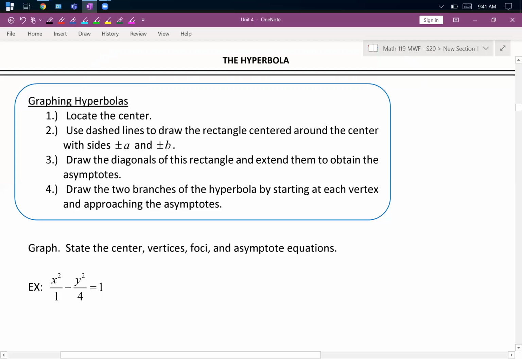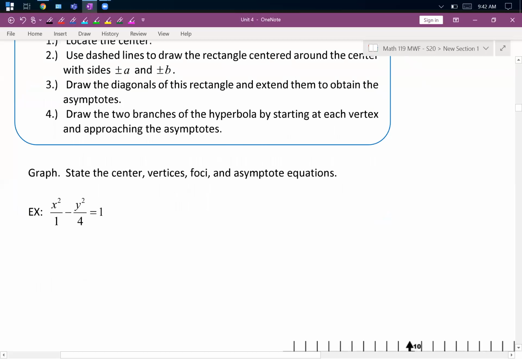So we're going to use dash lines to draw the rectangle centered around the center with sides of plus or minus a and b. Then we're going to draw the diagonals of this rectangle and extend them to obtain asymptotes. Then we'll draw the two branches of the hyperbola starting at each vertex and approaching the asymptotes. It's easier than it sounds. So we'll state the center, the vertices, the foci, and the asymptotes of the equation. I think the hardest part here is writing the equations of the asymptotes, especially when our center moves off of the origin.